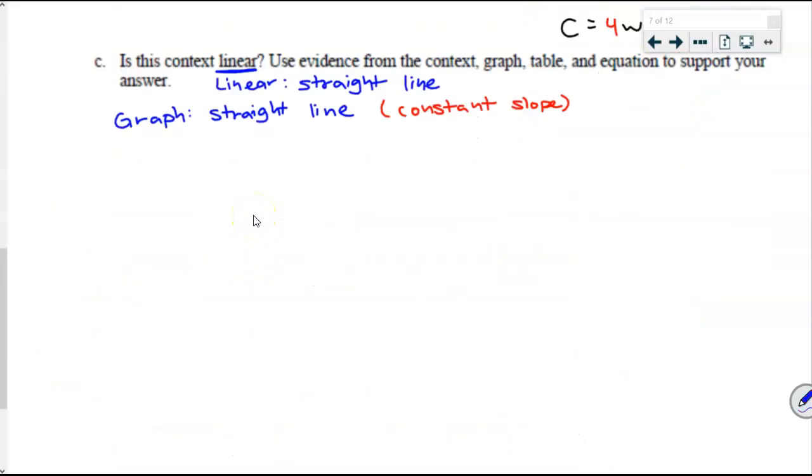Let's write that down. What did I see in the table to help me know that it was linear, that it had a constant slope? The y values changed. I can say this a lot simpler. Instead of saying changed, I'm going to say increased by 4. I'm sorry. Y values increased by 4.